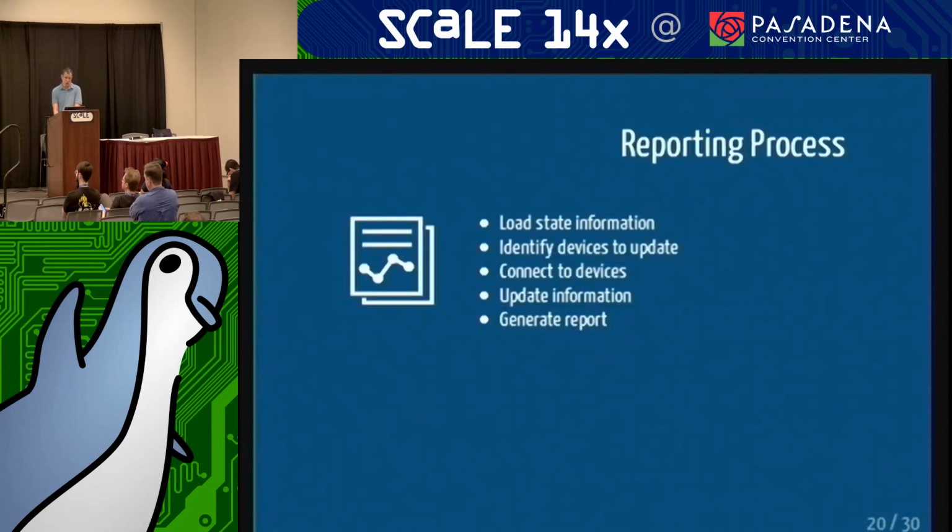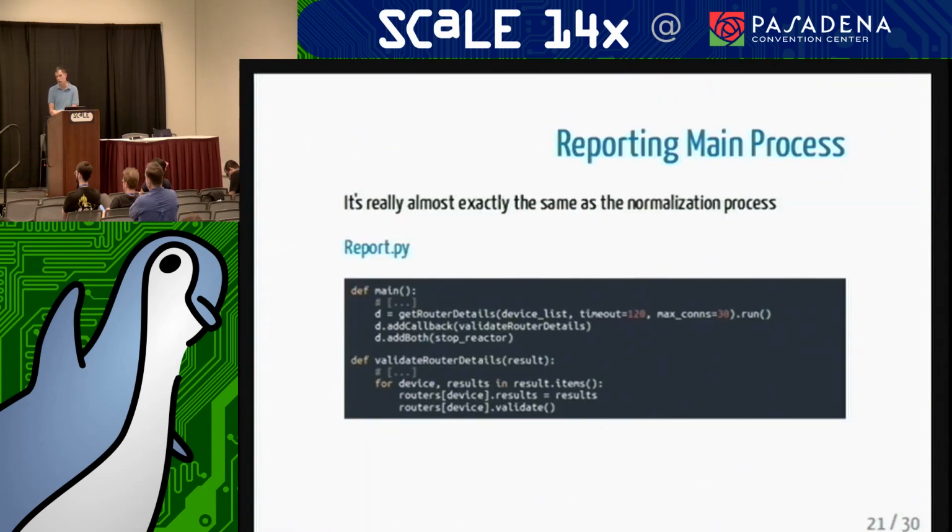Okay, so this is actually the overview of how that actual code works. So we load the state information that's present right now. We identify the devices that require updating. We connect to the devices, we get updated information about them, and we generate the report for them. And you'll see that there's a lot of commonality between the normalization process that I reviewed before and the reporting process now. So we're using most of the same functions that were present in the core router.py code. We just don't do the normalization.